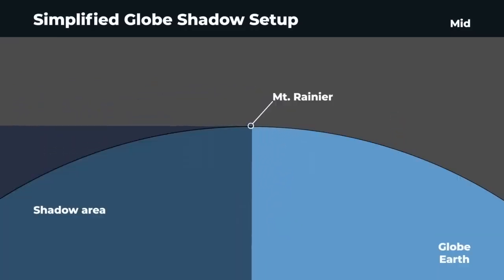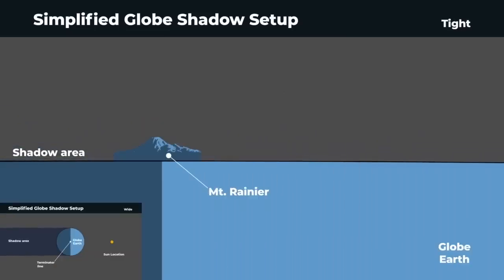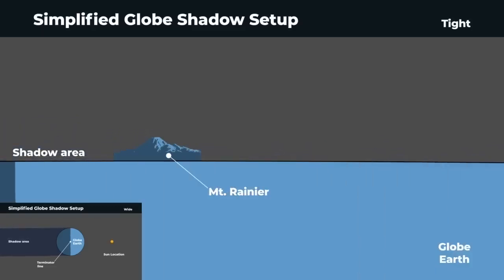As we zoom in closer, we see our Mount Rainier location and the terminator line interacting with it. And as we zoom even closer, we can see how the terminator line / bulge shadow interacts with the mountain.